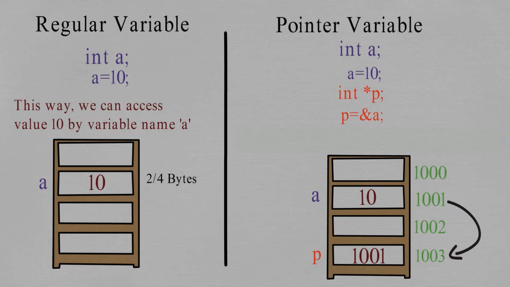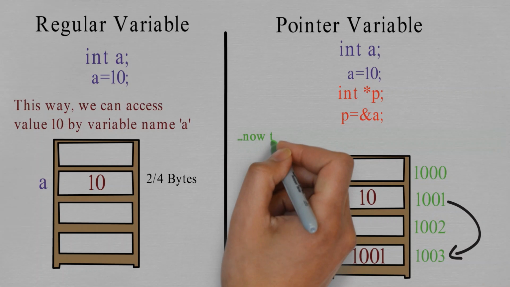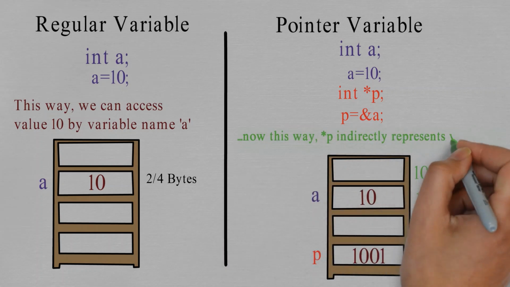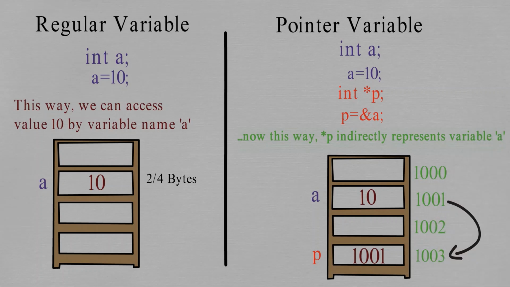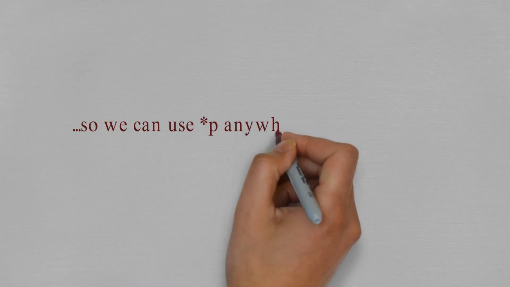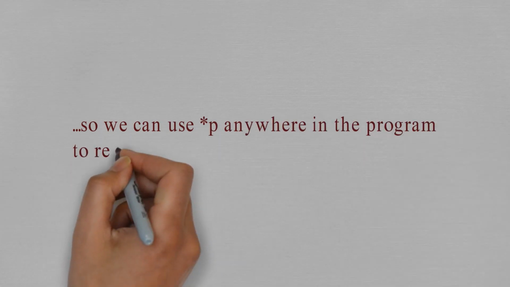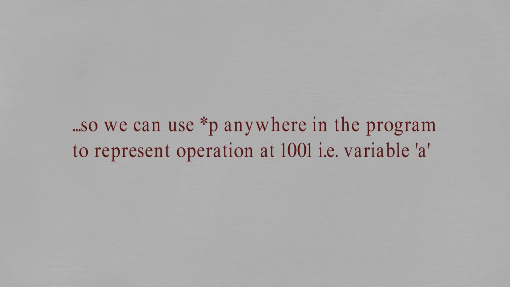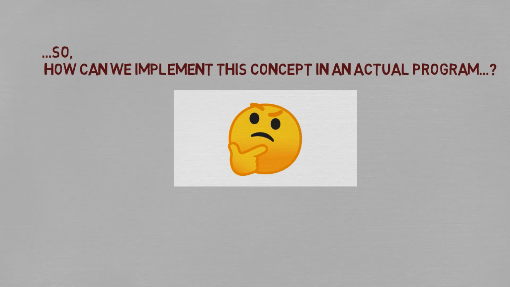Now just understand how it works. If you use *p anywhere in the program now, the computer understands you want to access the value pointed to by p. In other words, the value stored at the address which is inside variable p. In this case, it's 1001, indirectly the address of variable a. So what about understanding it using a simple program and its animation?